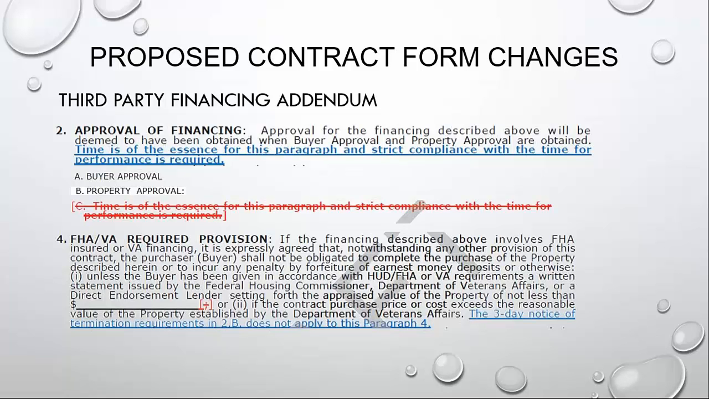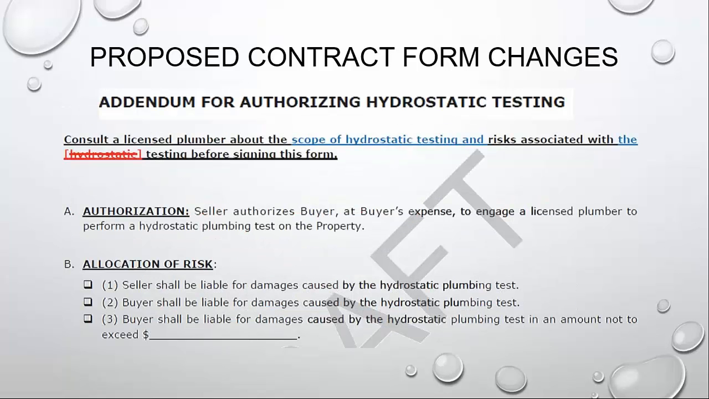And paragraph 4 has to do with the FHA VA required provision. And the only thing that's added there is that the 3-day notice of termination requirement in the buyer approval paragraph above 2B does not apply to this paragraph 4. It's in there that they get their earnest money back without ado if it doesn't appraise, but they just moved it down here to make it more clear. And the addendum for hydrostatic testing, you've changed just a little bit to take away the word hydrostatic and just kind of reworded the top part.